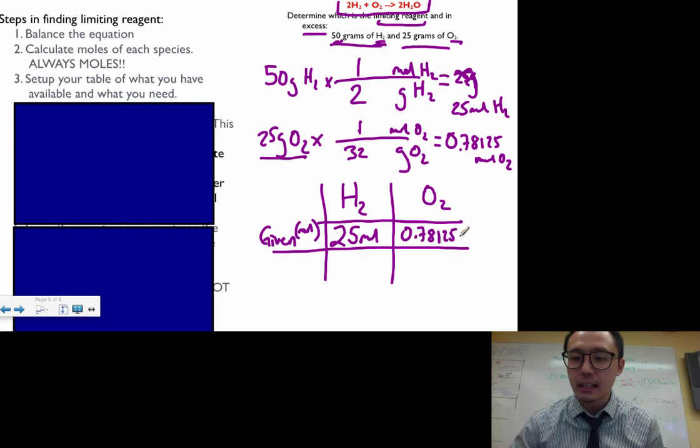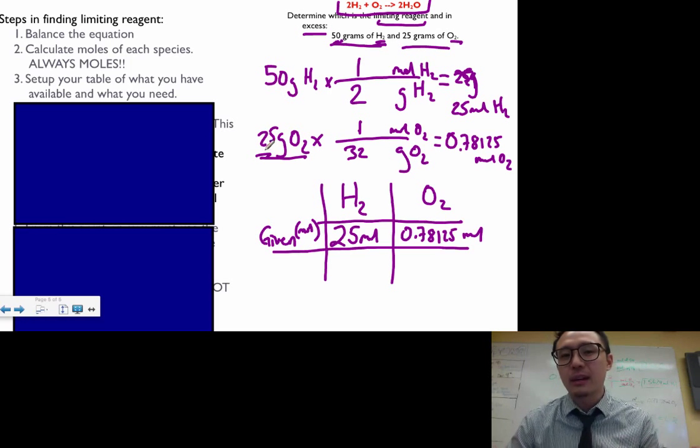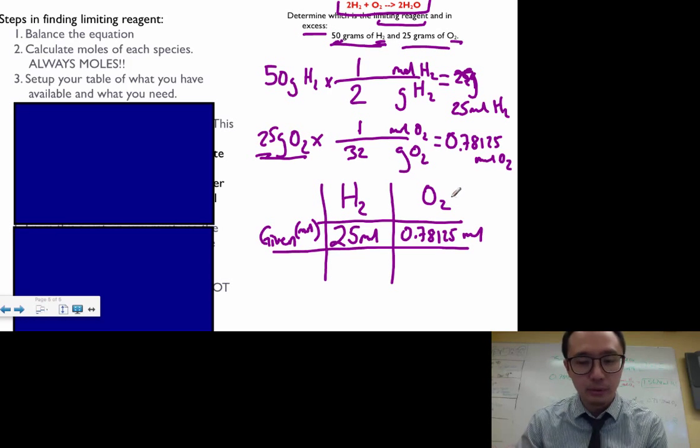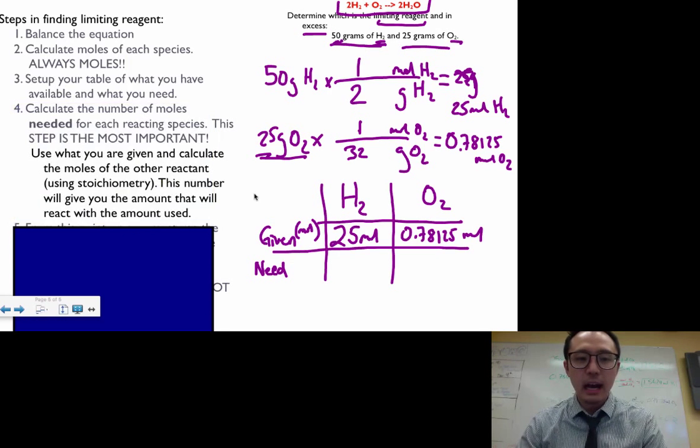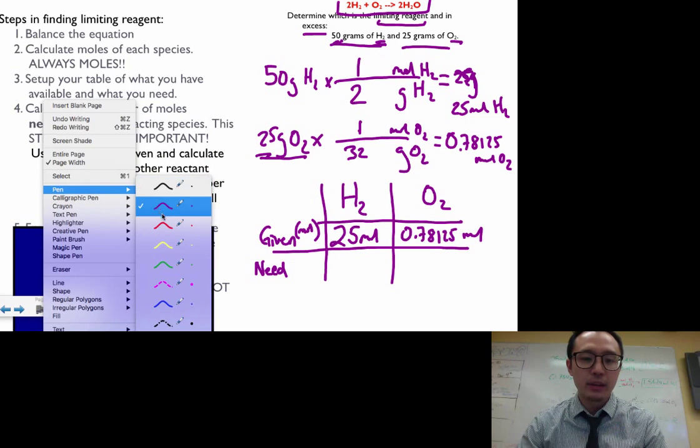You notice that even though 25 grams and 50 grams are very close, it's just half, the amount of moles is a lot different. This is 25 moles, this is 0.78 moles. So always convert back to moles. The next row you want to have is, how much do you actually need? If you have 25 moles of H2, in other words 50 grams, how much of it is going to react with the O2? That's what we have to calculate. What we need to use to do that is stoichiometry.